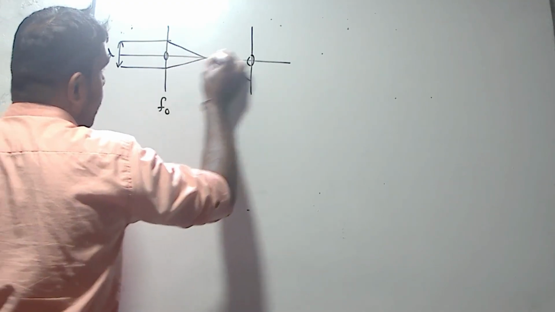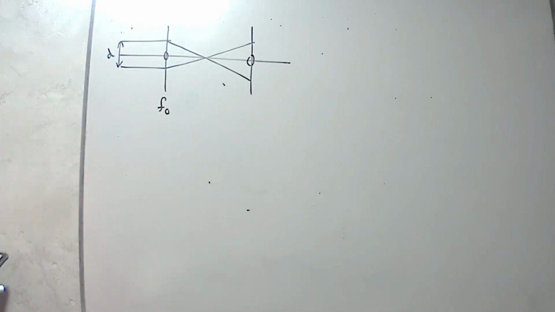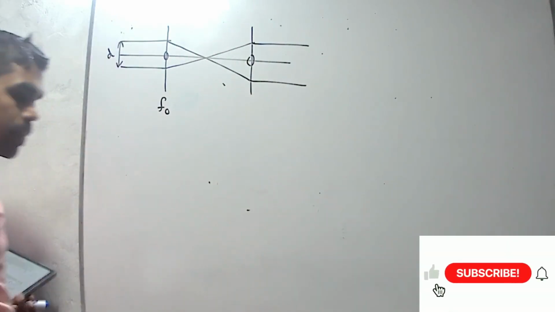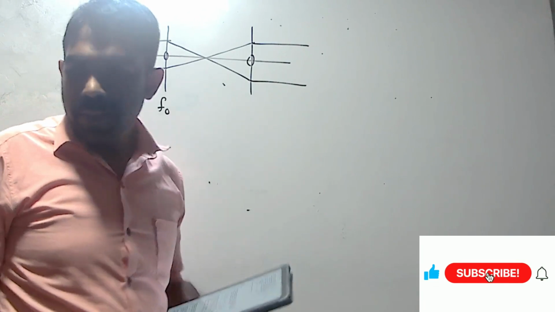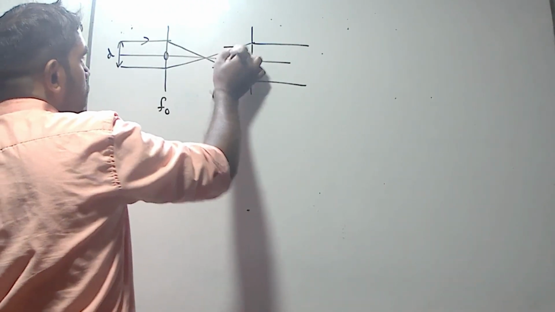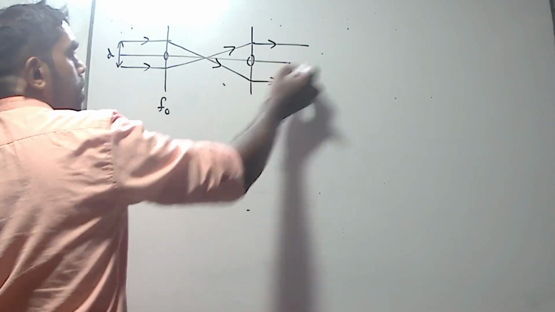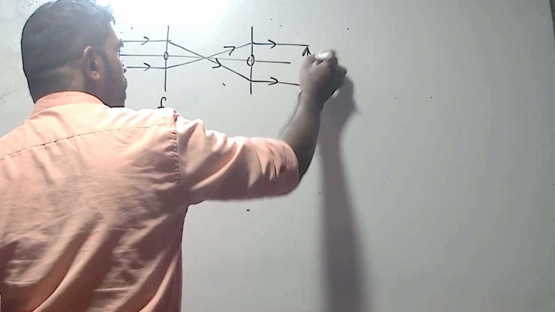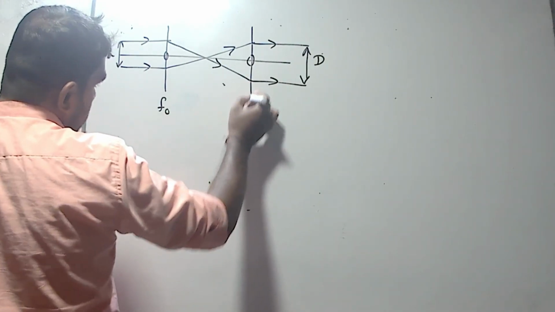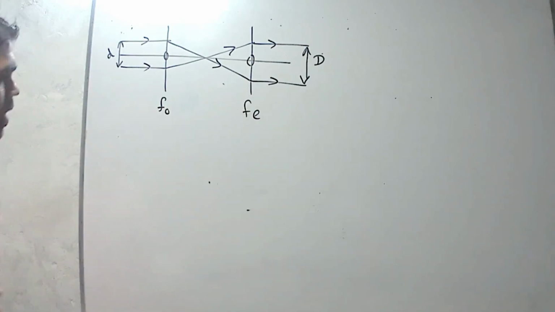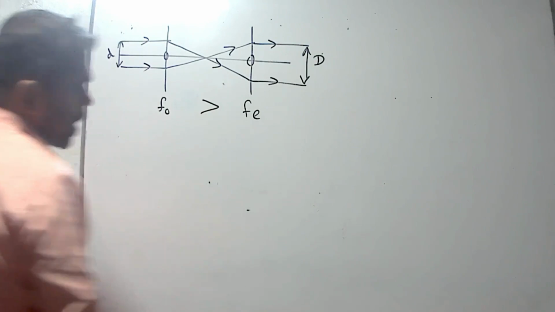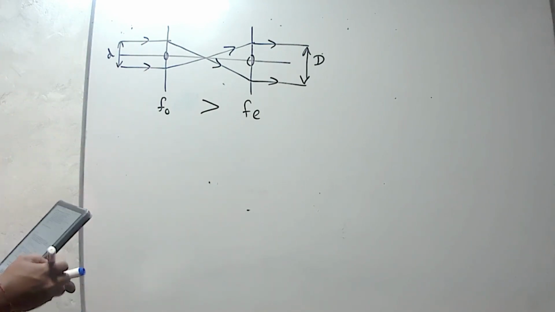there is an image at this place. For the normal adjustment of the telescope, we have to get the final image at infinity again. Therefore, again, rays are parallel to each other. We have to find this diameter, capital D. This one is the eyepiece lens. The focal length of the eyepiece lens is fe, and we know that fe is less than f0 for the telescope.